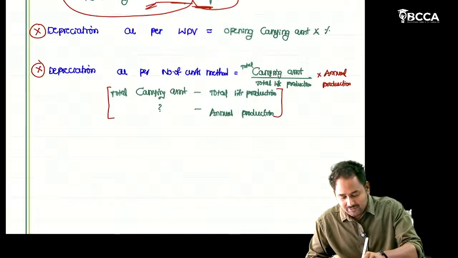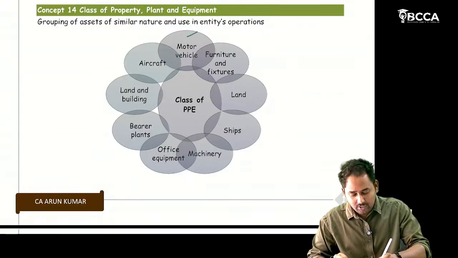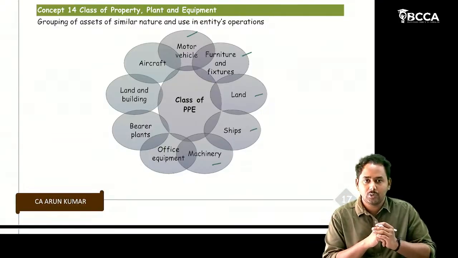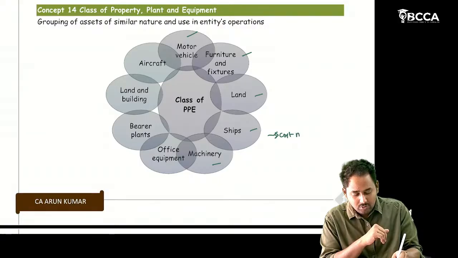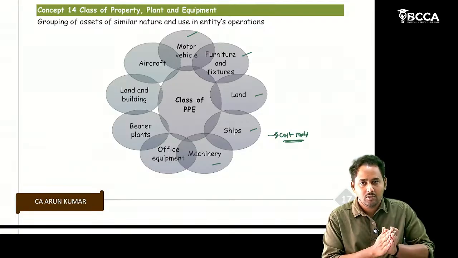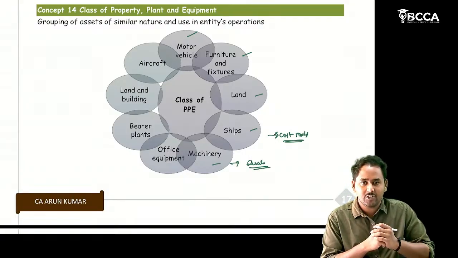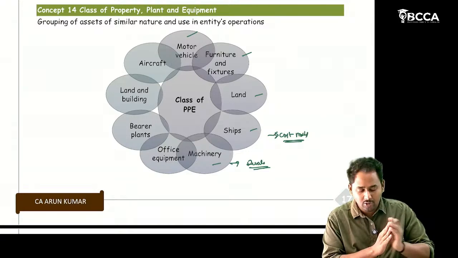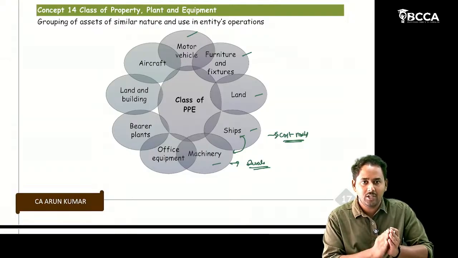So I will show you the classes of assets. Motor vehicle, furniture and fixtures, land, ships, machinery, and so on. So if you want to follow cost model for ships, so you want to apply cost model for one ship, you need to apply cost model for the remaining ships. If you want to follow revaluation model for the machinery, you need to apply the same revaluation model for the remaining machineries. Of course, you can follow different models for different classes of PPEs, but for the same class we should follow the same method. We can follow either cost model or revaluation model, but if you want to follow one model, it should be applicable to the entire class of assets.